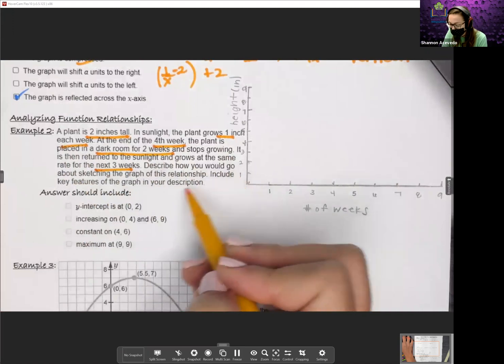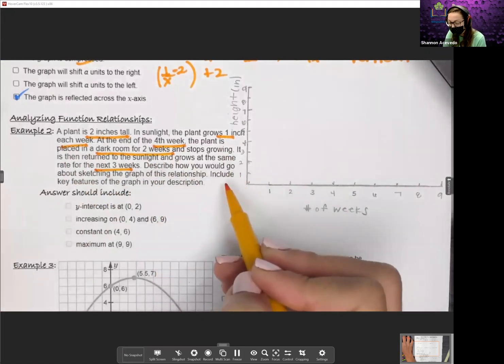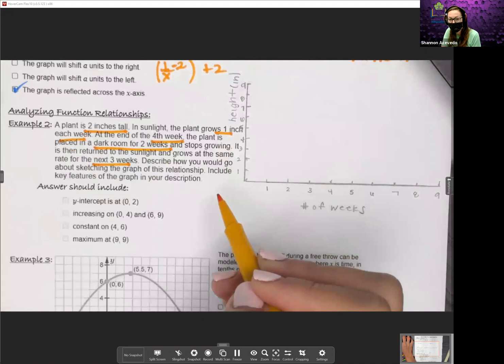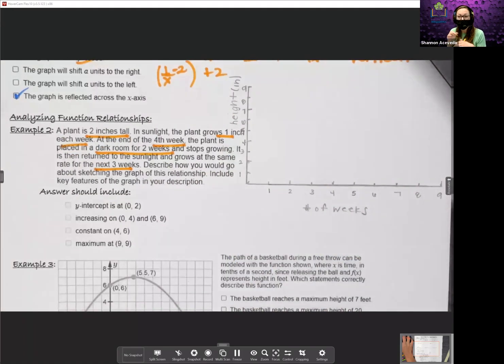Describe how you would go about sketching the graph of the relationship. Include key features about the graph in your description. So this was one of those questions that was kind of open-ended. There's not a "here's your answer and you select it." You actually had to write about it. And so let's work through what this graph looks like, and these are some things your answer should include.